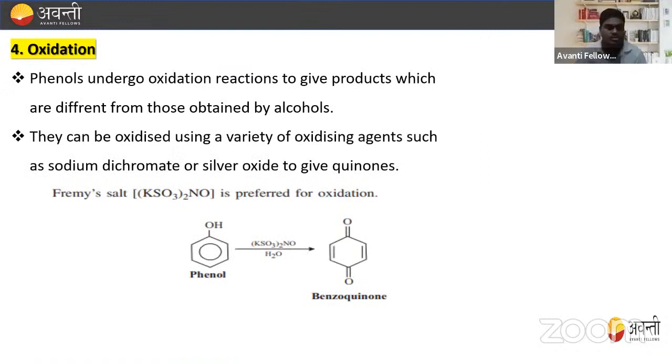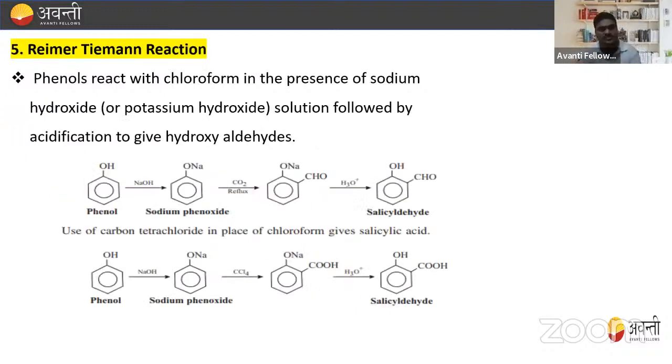Now oxidation. Phenol undergoes oxidation reactions to give products which are different from those obtained from alcohols. They can be oxidized using a variety of oxidizing agents such as sodium dichromate or silver oxide. Fremy's salt, like potassium nitrosodisulfonate, is preferred for oxidation. If we use this salt, then the phenol is converted into a benzoquinone, right?